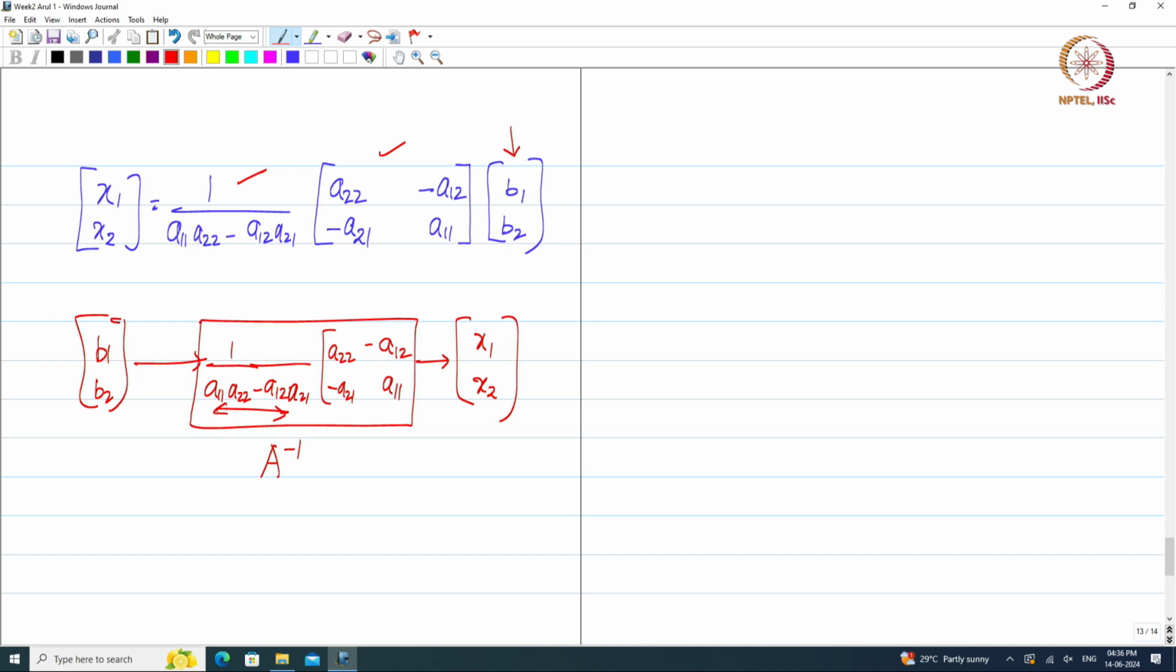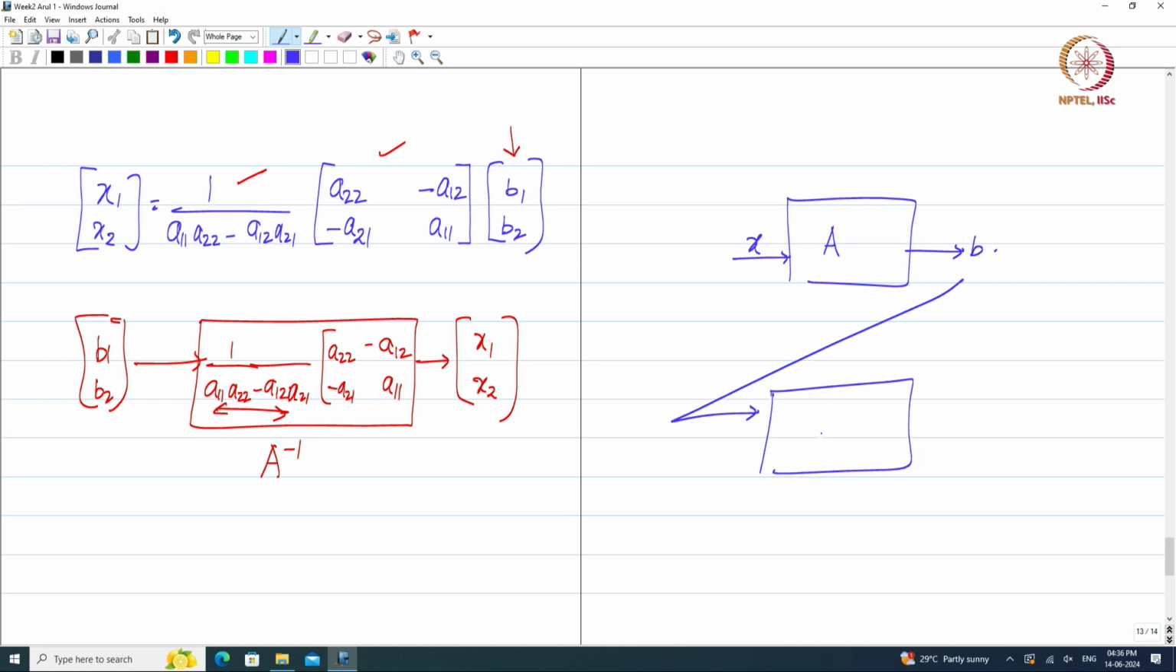So, what is it that we see here? What we had was the original problem, which was A x equal to B, for which we need to find out the value of x for a given B. We now reformulated this problem as, look, give B as input to the A inverse system, and the output that you get is the corresponding x that you are looking for, provided this inverse exists.